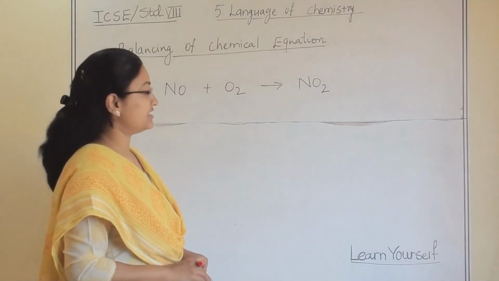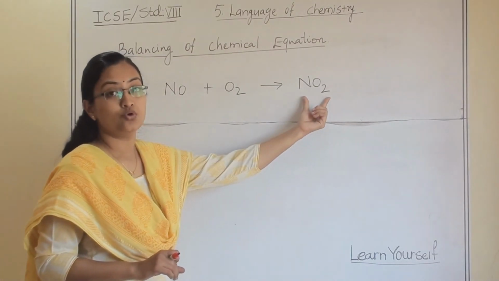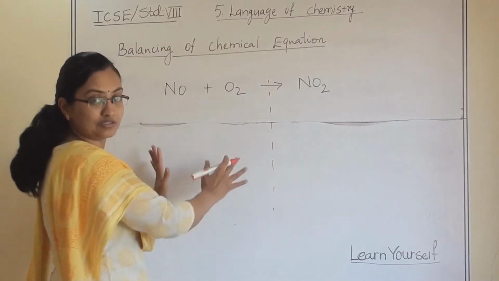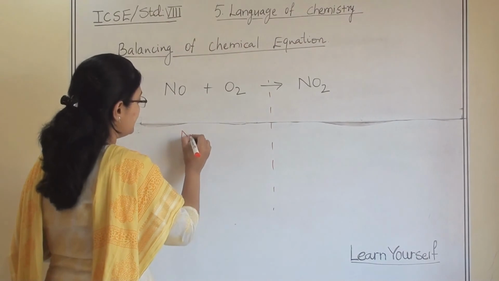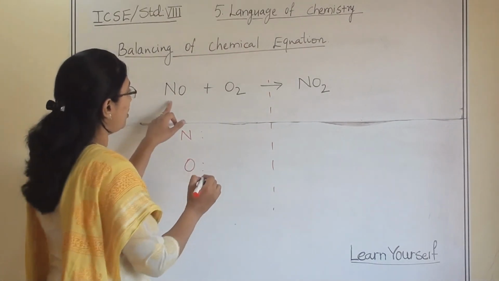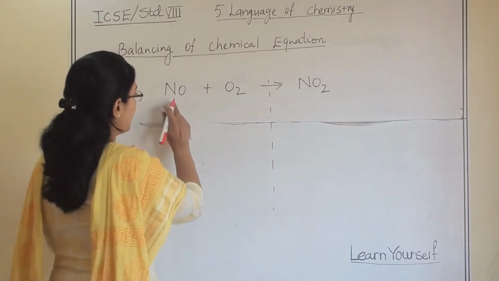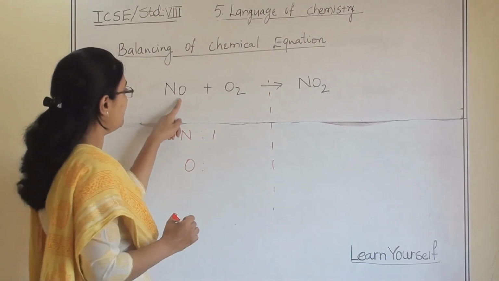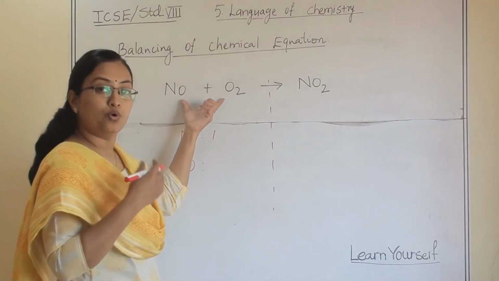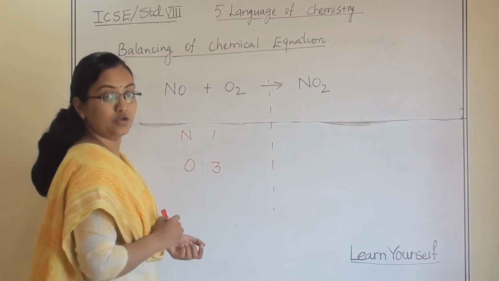Let us take another example. NO plus O2 will give us NO2. So let us write all the atoms present at the reactant side. It is nitrogen and oxygen. In both the molecules there are only 2 types of atoms, nitrogen and oxygen. So nitrogen is only 1 here. When we are counting oxygen, we are counting oxygen from both the molecules. So it is 2 plus 1. It is going to be 3.